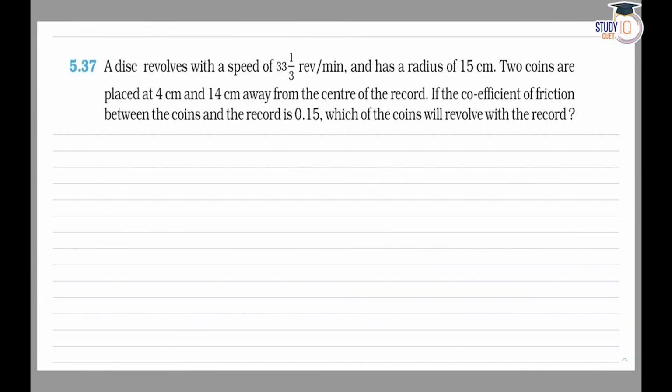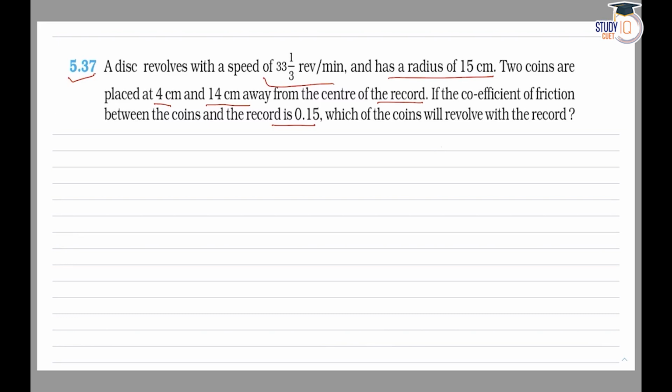NCERT Physics Class 11th, 5th chapter, which is motion in a plane. Question number 5.37. In this, we have a disk revolving with a given angular speed and a radius of 15 centimeter. Two coins are placed at distances of 4 and 14 centimeter from the center. The coefficient of friction is given. In which of the following cases will the coin revolve with the record?